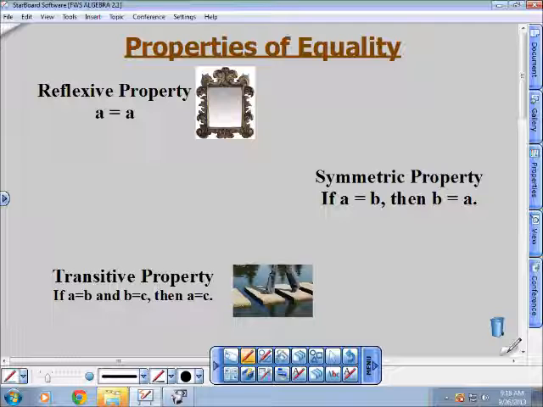All right. The last three properties of equality are really easy, but at the same time, the wording can confuse you. Sometimes you can get them mixed up. So it's important to know what these are. So you're going to write these down.